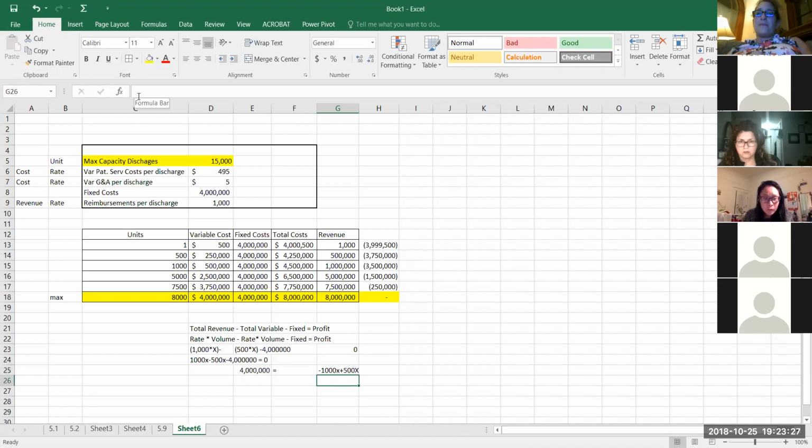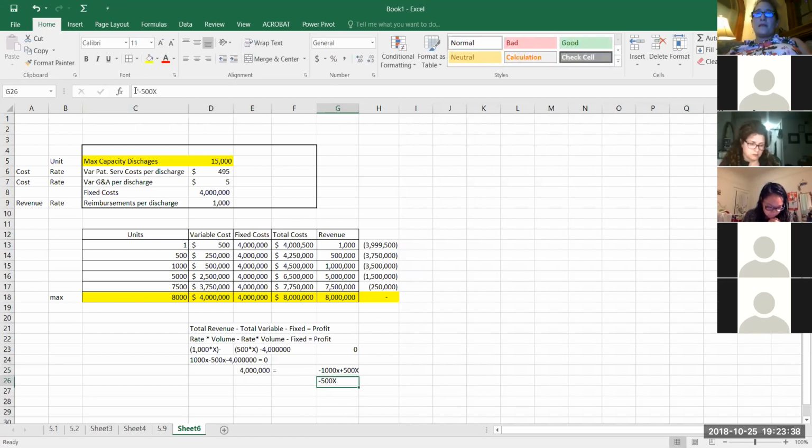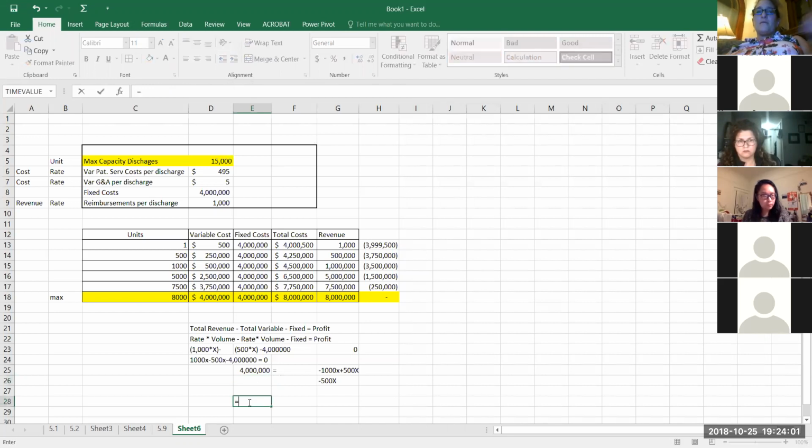So then that's going to be 500x, right? We subtract the two, and it's 4 million equals 500x, and then we divide both sides by 500 to isolate x. So we've got 4 million divided by 500. What do you think the answer is? 8,000.